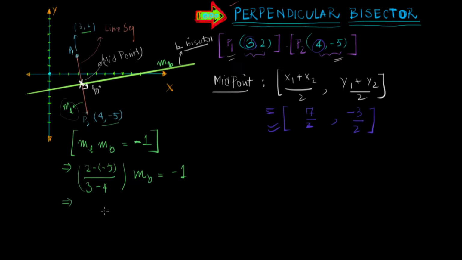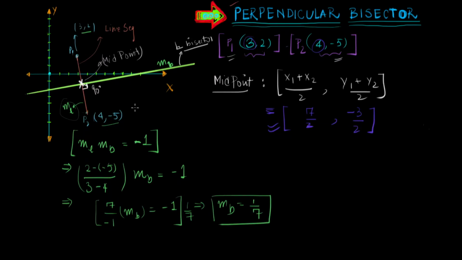We can simplify this a bit more. 2 minus -5 is 7, and 3 minus 4 is -1. That gives us mb, and we should multiply both of them to get -1. So we can solve for mb, and we can divide the entire equation by 7 to get mb equals 1 by 7, right there. So the slope of the bisector needs to be 1 by 7, and the point through which it passes should be 7 by 2, comma 3 minus 3 by 2.